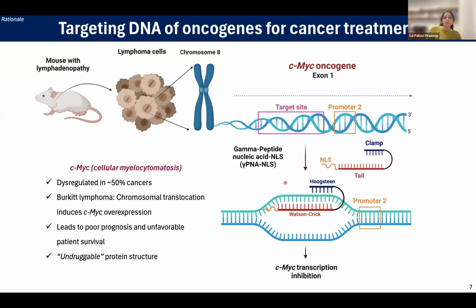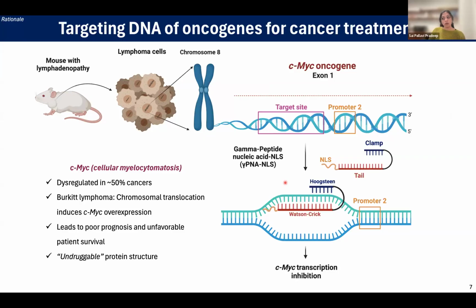Now, as proof of concept, we decided to target the c-Myc oncogene. c-Myc is mutated in 50% of cancers, and it undergoes a chromosomal translocation, specifically in Burkitt lymphoma, and is the driver of oncogenesis in that lymphoma. c-Myc is also considered an undruggable target due to its protein structure, as it lacks binding pockets. It is also mainly localized in the nucleus, and the mRNA has a very short half-life of approximately 30 minutes.